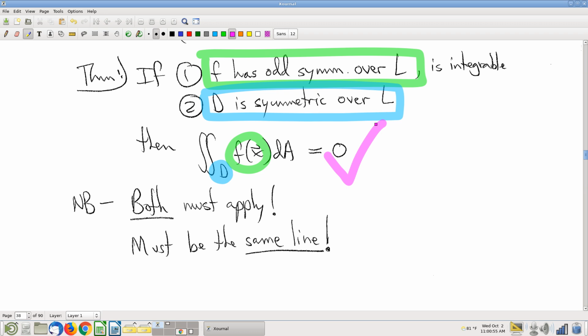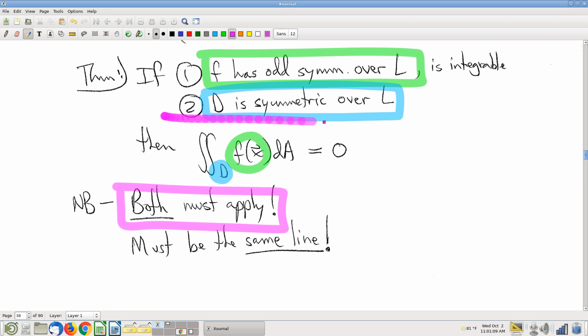It's appealing, isn't it? It's a nice theorem. I'm a big fan. Okay, a couple of quick words of warning. You do need both conditions to apply. You'd be surprised how often people will make the mistake of saying, my domain is symmetric, therefore my integral is 0. No, you can't do that. It's not enough just for the domain to be symmetric. You need the function also to have the necessary symmetry. Otherwise, it just doesn't work. Yeah?